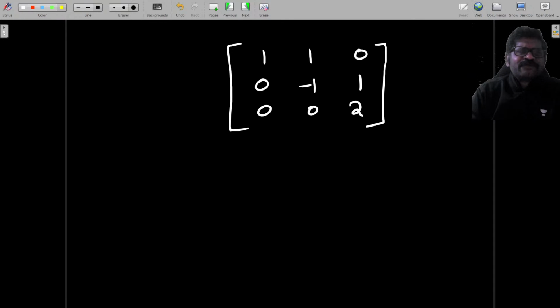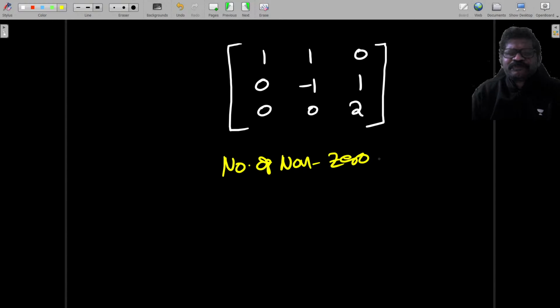It is clearly in echelon form. The number of non-zero rows is equal to 3. Therefore, the rank of A is 3.